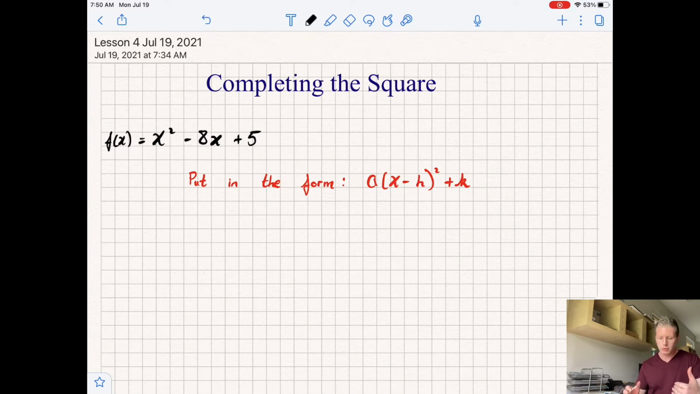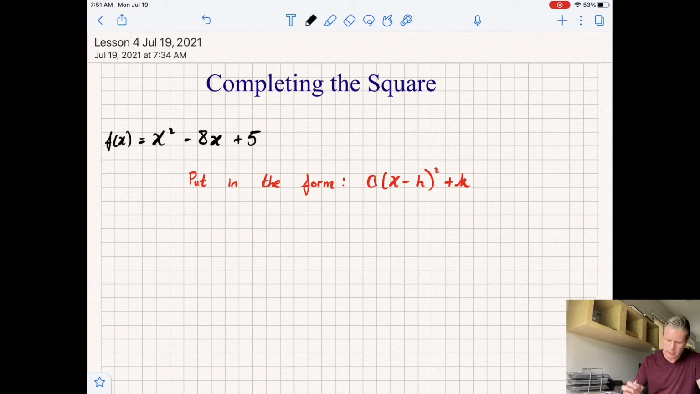All right, so what we're going to do is we're going to take a quadratic function. I have one here, f of x equals x squared minus 8x plus 5, and we're going to write it in the form a times x minus h all squared plus k. Right, we're going to put it into that form, and then I'm going to talk a little bit about what we can gain from writing it in that form. All right, so how do we go about completing the square of a quadratic function?